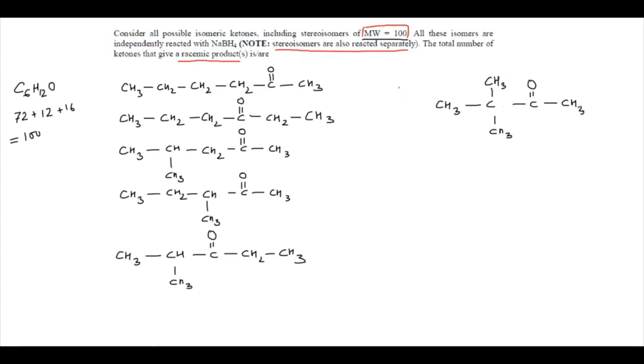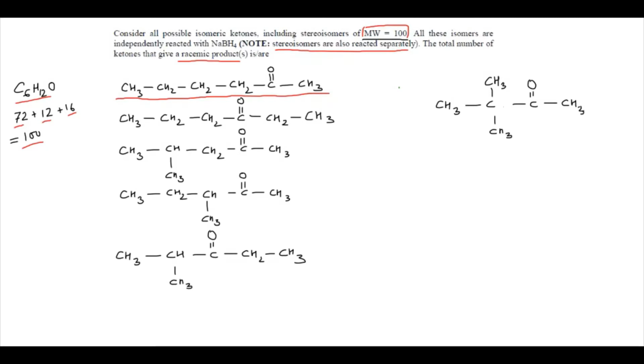So first of all, for molecular weight 100, you need C6H12O, then only it will be 72 plus 12 plus 16, which is 100. With these atoms you can construct a ketone like this. This is the simple ketone, so it will not be an aldehyde, it is a ketone, so the carbon will be in between, not at the end.